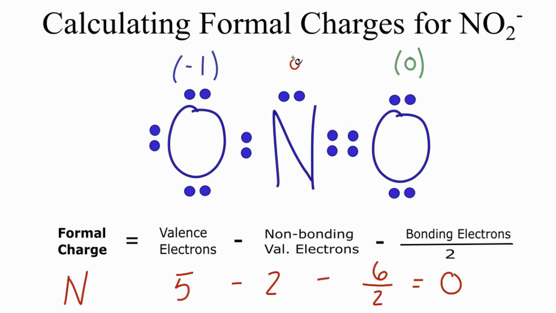So we'll put our 0 up here, and we shouldn't be surprised that it's 0 because the overall charge is -1 for the nitrite ion, and we ended up with a total net charge here of -1. Those are the formal charges for NO2-.